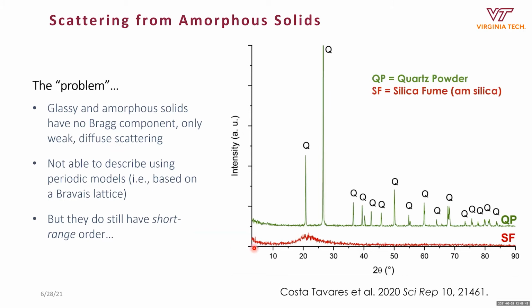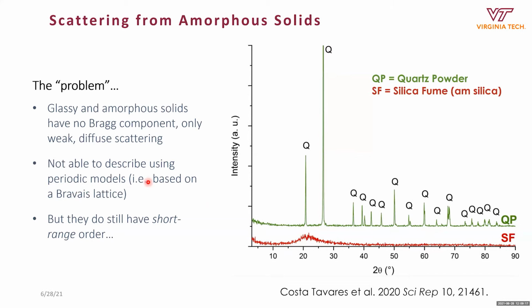And so in the example on the right here, you're seeing quartz powder, so crystalline quartz in green, compared to silica fume, which is just amorphous silica. And so even though compositionally these are the same, they're SiO2, the lack of long-range order means that silica fume doesn't have the sharp Bragg peaks, okay? And the problem with that is for that silica fume sample, we're not able to describe this using periodic models that are based on a Bravais lattice. So how do we get that structural information?